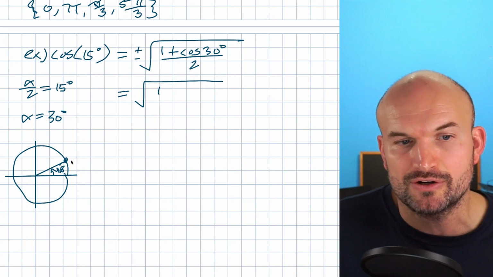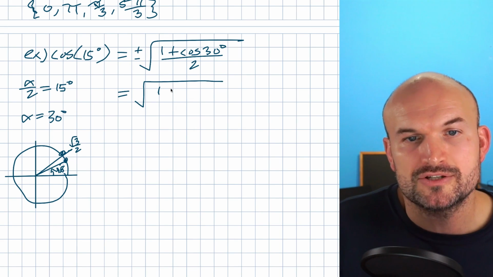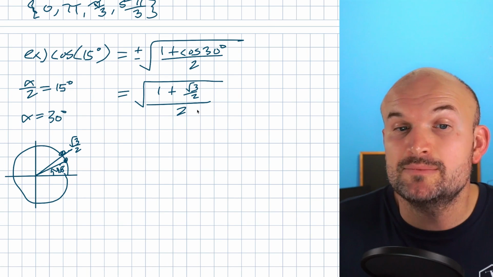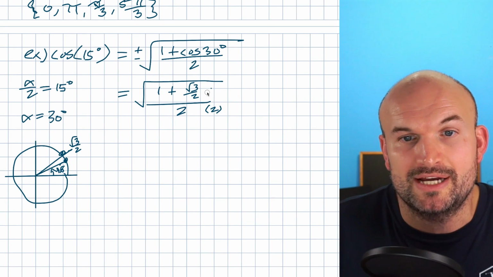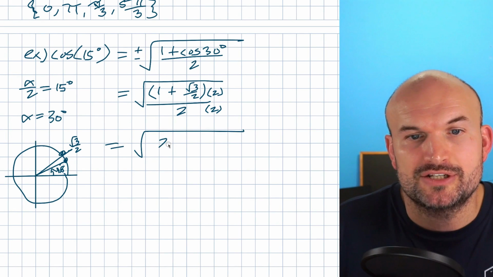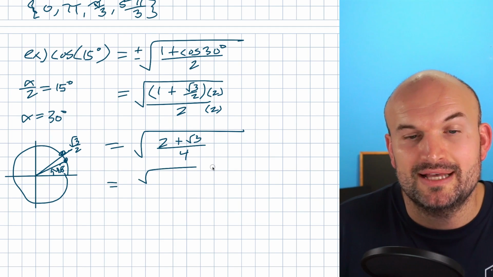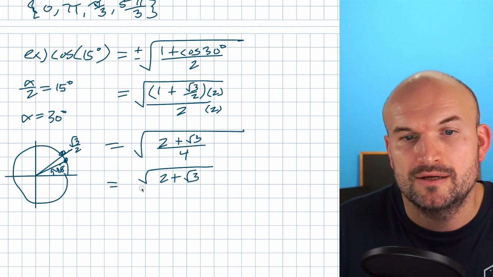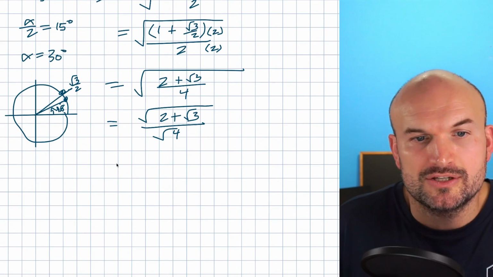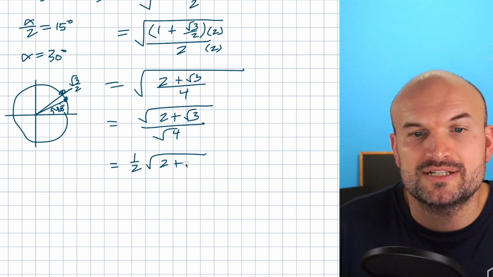So cosine of 30 degrees, we know that's going to be square root of 3 over 2. So it'll be 1 plus the square root of 3 over 2, all divided by 2. Now we need to simplify this. Under the radical, I can multiply by 2 over 2. Make sure you're applying the distributive property here. What you'll get is 2 plus the square root of 3 all over 4, which I can rewrite as the square root of 2 plus the square root of 3 all over the square root of 4, and that simplifies down to 2. So I can rewrite that in front: 1/2 times the square root of 2 plus the square root of 3.